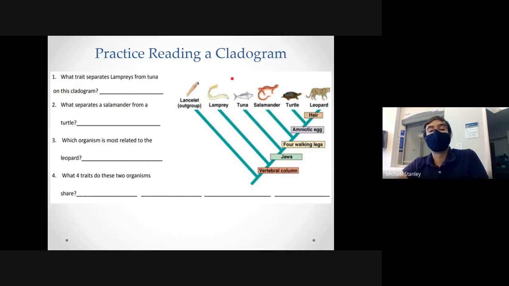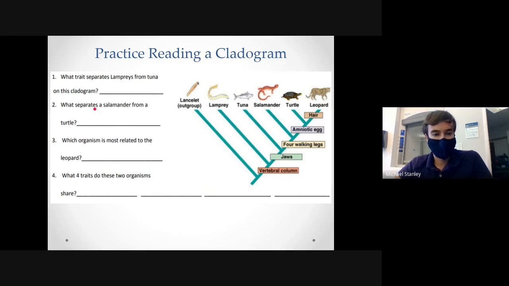So we are going to practice reading a cladogram here. Here we have a pretty basic cladogram that takes us from a lancelet, which is a super tiny fish type thingy that lives in the ocean, all the way up to a big complex vertebrate like a leopard right here. Our different traits that separate out our groups are having a vertebral column, meaning you have vertebrae in your spine, having jaws that help you move your mouth around, having 4 legs that you walk on, having an amniotic egg, which just means that you have extra protections around the eggs that you make, and having hair. Those are our traits.